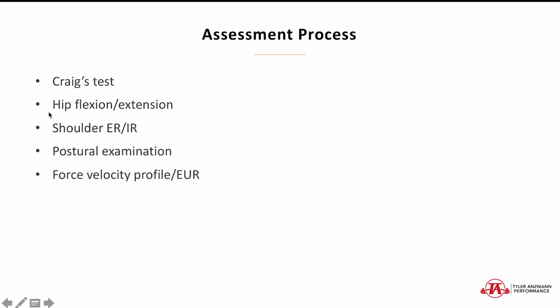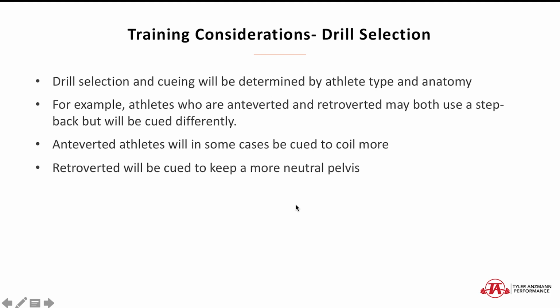All right, so training considerations, right, in terms of drill selection. Drill selection and cueing can be determined by athlete type and anatomy, right? So we may have the same drill for two guys who are on different ends of the spectrum, but they'll be cued differently, right? So anteverted guys and retroverted guys may both use step backs, right? But the anteverted guys will in some cases be cued to coil more, right? To take that slack out, whereas retroverted guys may be cued to keep a more neutral pelvis, right? The depth of how far they sit into that squat and hinge may differ a little bit as well, right? So all of these pieces, but they can use the same drill. We're just going to cue them a little bit differently, based on their anatomy.